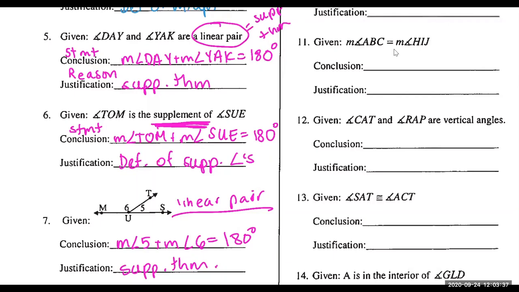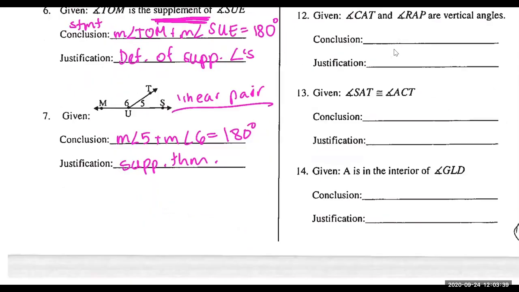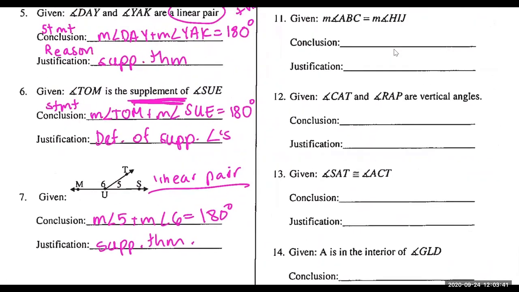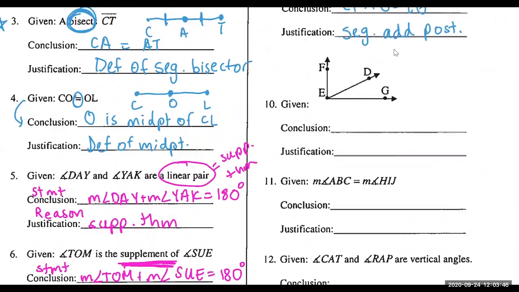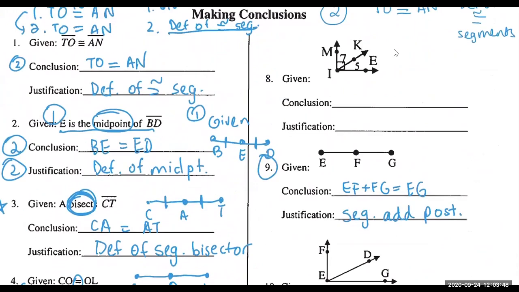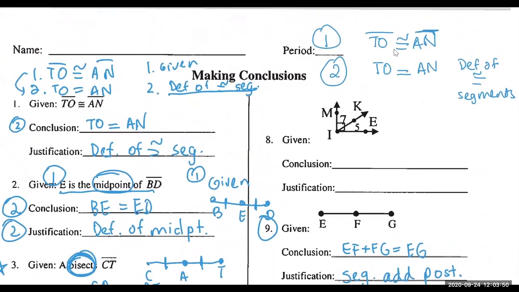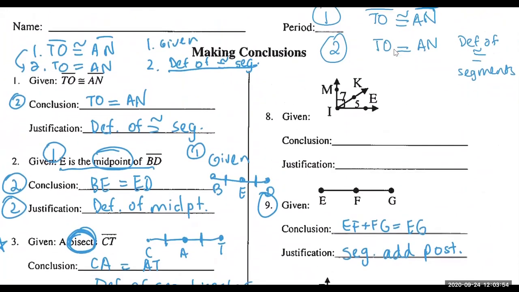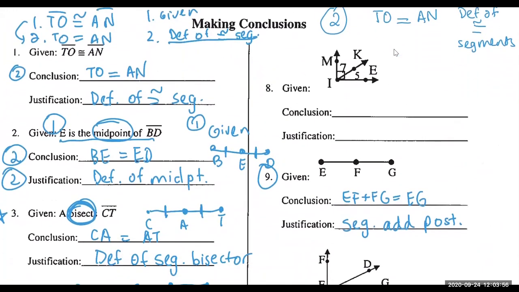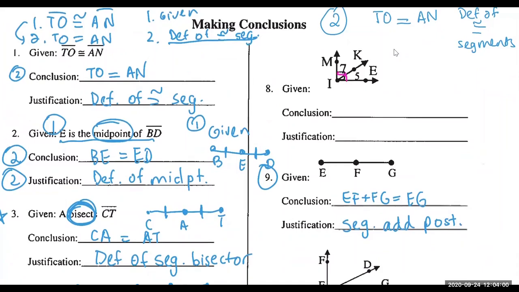Okay, so supplements theorem is the correct answer for that one because of the word linear pair, because the diagram is a linear pair. Now, let's try one with the right angles. I like these two together, 8 and 10, so I'll do those two with you guys. The angle in 8, the diagram, is clearly a right angle.